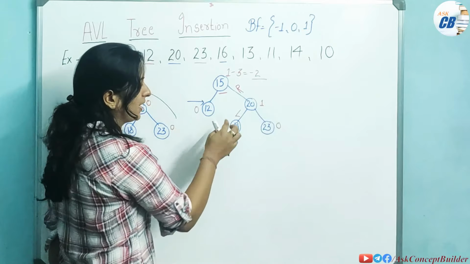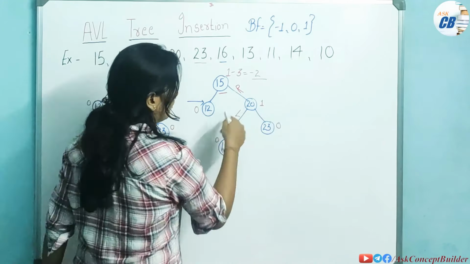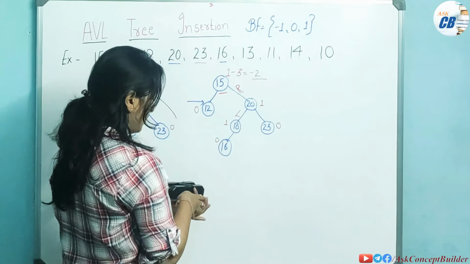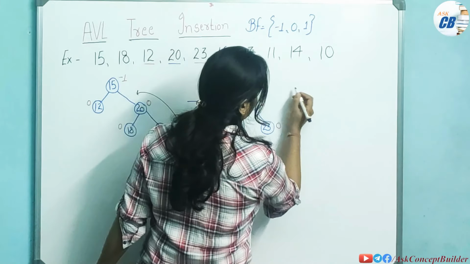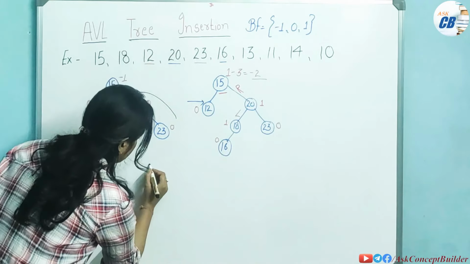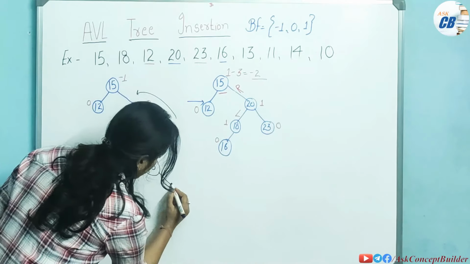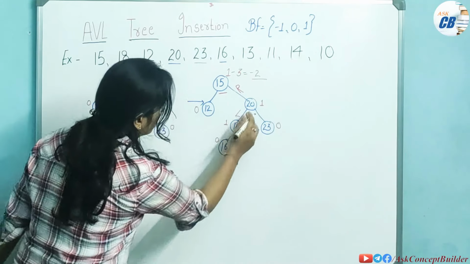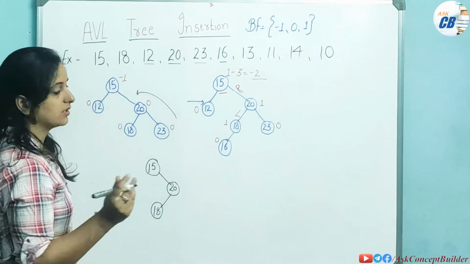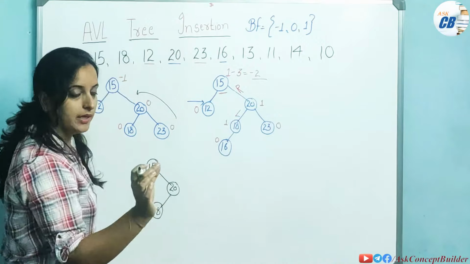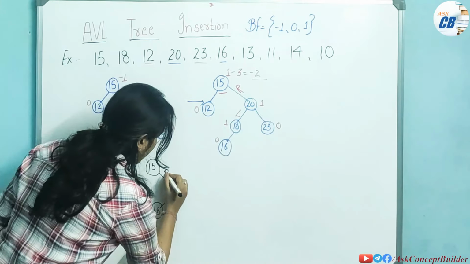What will we do in RL rotation? First we will make it an RR rotation and then we will perform a left rotation on it. So we will take this part separately first. See here, this is your 15, this is your 20, and this is your 18. Only this part we will take separate and perform rotation. Now 15, 20 and 18. So this is your R and this is your L.